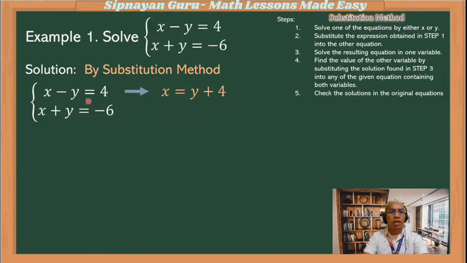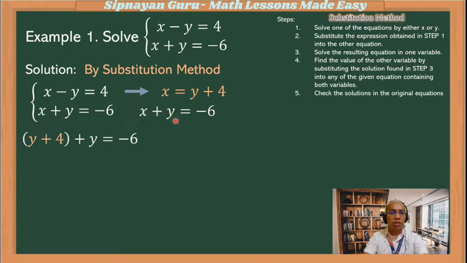So in this case, I choose to solve equation number 1 in terms of x. We will isolate the term with x at the left side of the equation by addition property of equality. So it's going to be x equals y plus 4. Then we just copy the second equation.